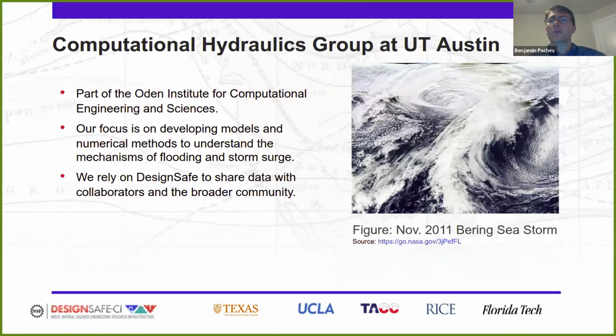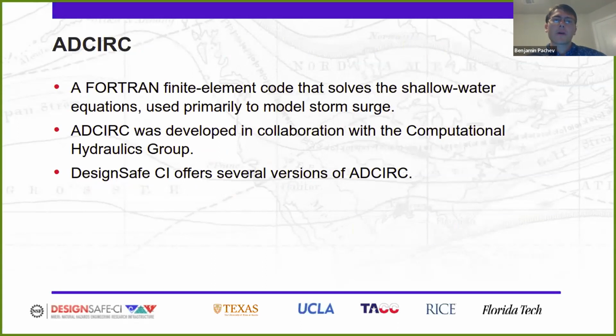So a little bit about our group, the computational hydraulics group. We are part of the Odin Institute here at UT Austin for Computational Engineering and Sciences. And we, as the name suggests, do anything with water. Storm surge is very big. The ADCIRC model was in part developed by our group a ways back, and we also, in recent years, have been using Designsafe a lot to share data and to collaborate. So all of you are probably familiar with ADCIRC. It's a finite element code, solves the shallow water equations, and we use it a lot for storm surge.